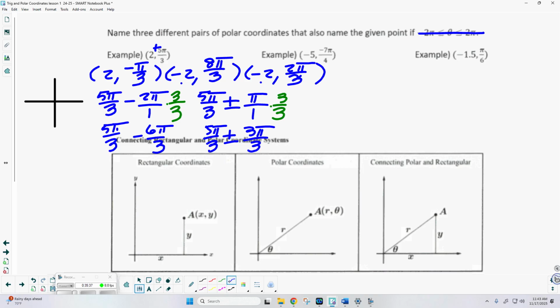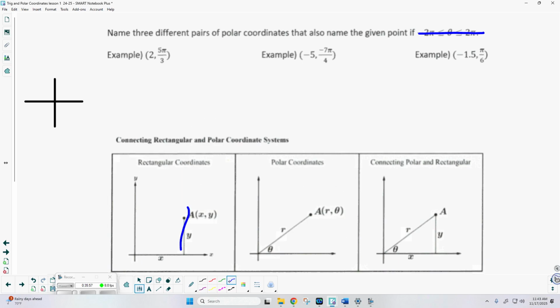Anybody have any questions? Is anybody confused? Polar coordinates are not too bad, right? Okay, all right. I'd say everybody's getting the point. Okay. All right, so try this one for me.